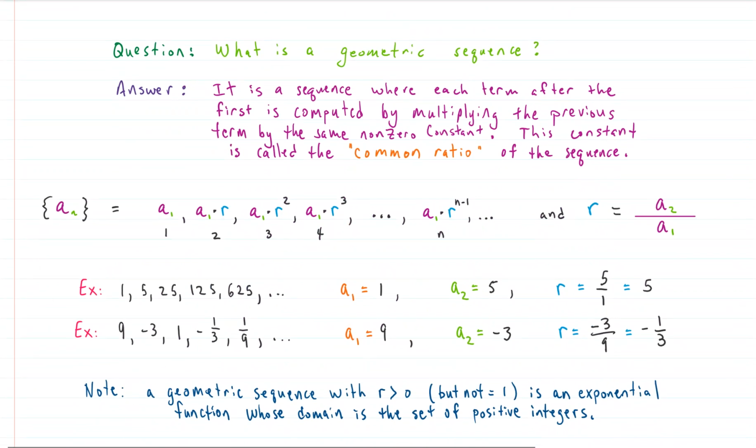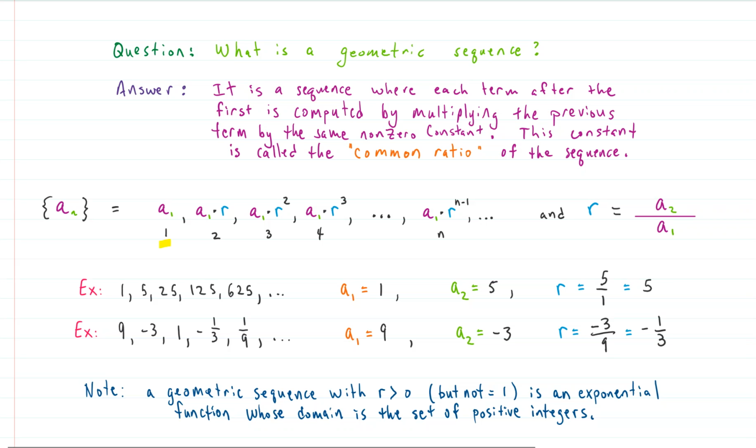Let's start. What is a geometric sequence? Well, it's a sequence where each term after the first is computed by multiplying the previous term by the same non-zero constant. That constant we call the common ratio of the sequence. So a sequence that's geometric will look kind of like this.